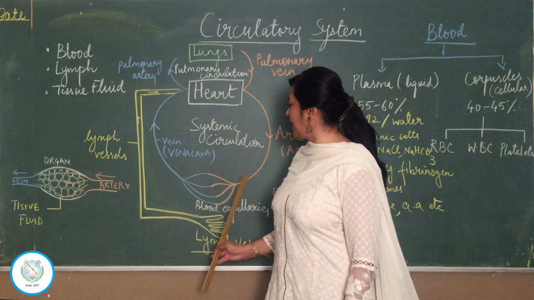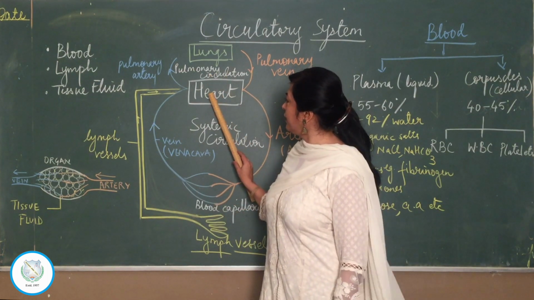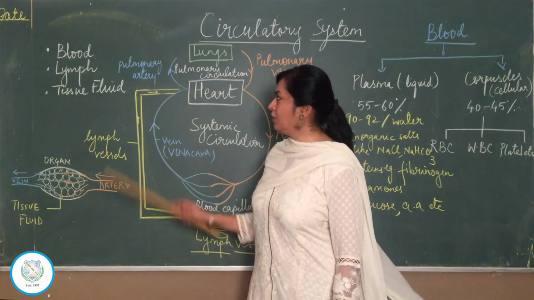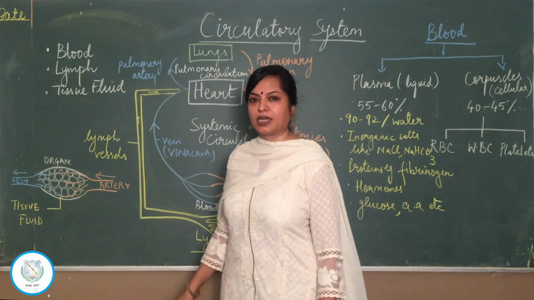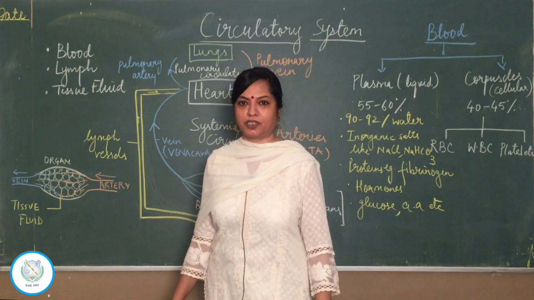So this is our systemic plan. Now what is the pulmonary plan? From the heart, a pulmonary artery comes out. Now this is an artery. It should have been in red color like I told you, because arteries carry oxygenated blood. But here is the exceptional case.